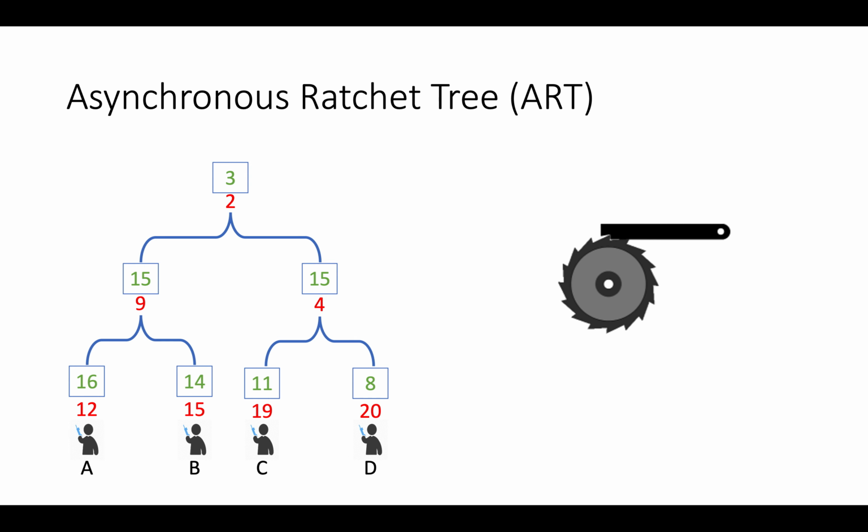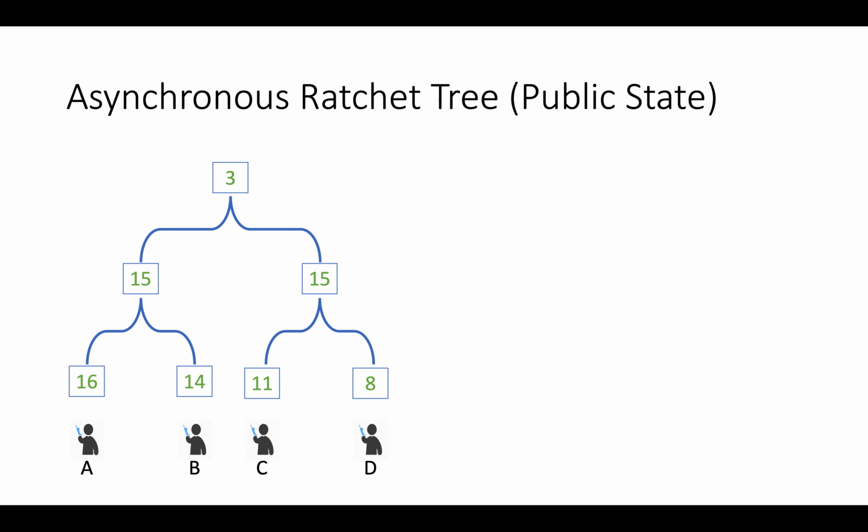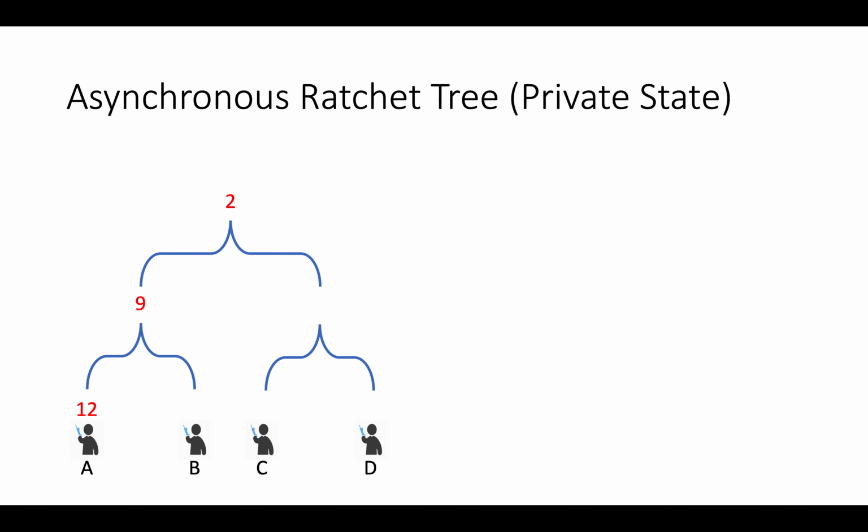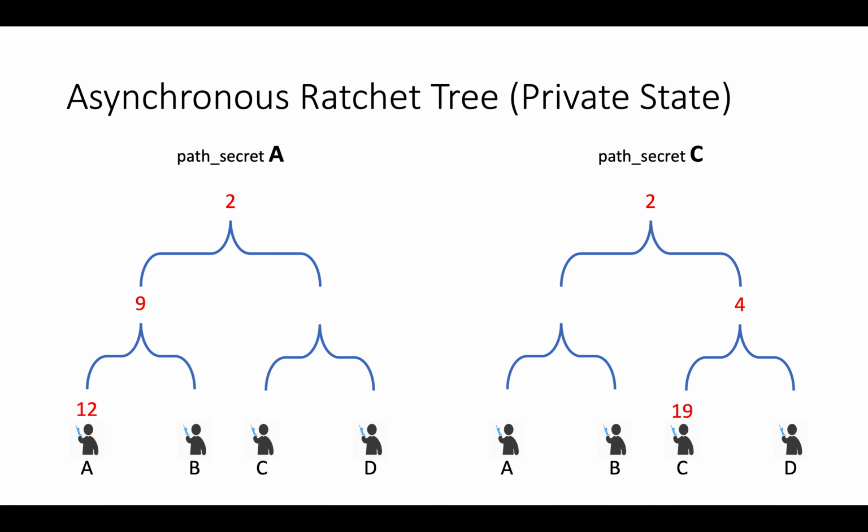Let's understand a different form of this tree. This is called public state. This is common for all group members, so only one copy is maintained at the server per group. This is called private state or path secret. This is very specific to each individual user. For example, user A has her own path secret. User C has his own path secret. This will not be stored on the server, it will be stored on the client side.